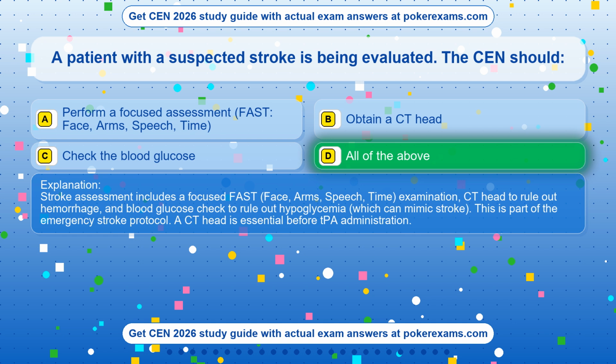Stroke assessment includes a focused FAST, face, arms, speech, time, examination, CT head to rule out hemorrhage, and blood glucose check to rule out hypoglycemia, which can mimic stroke. This is part of the emergency stroke protocol. A CT head is essential before TPA administration.